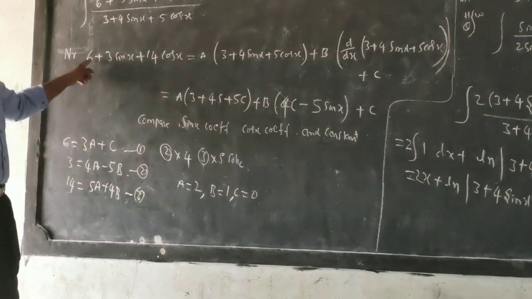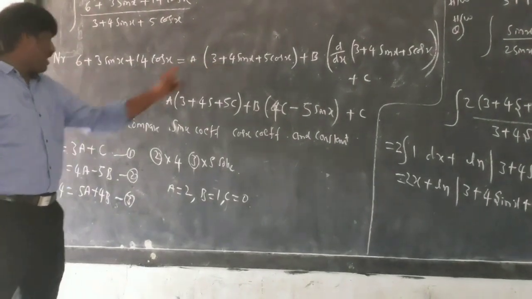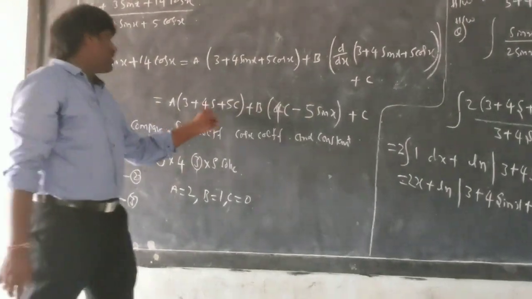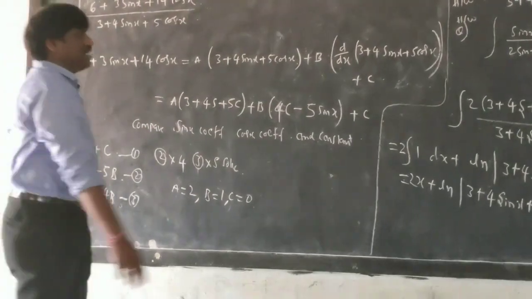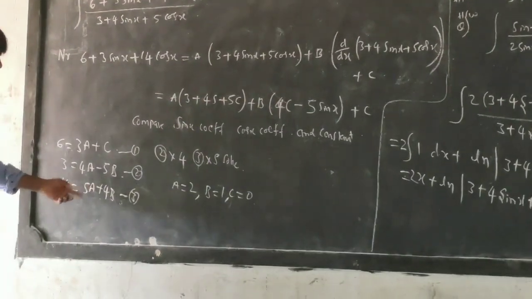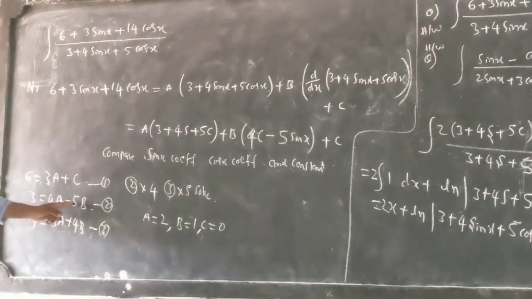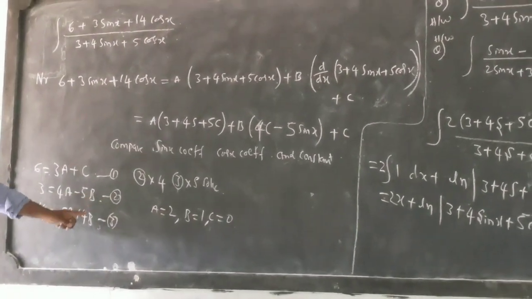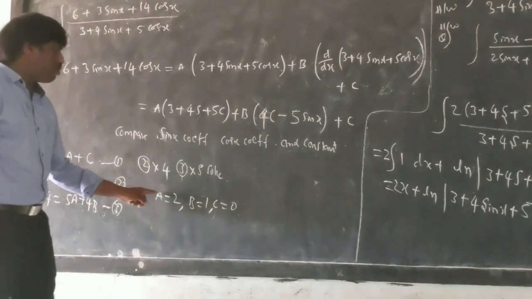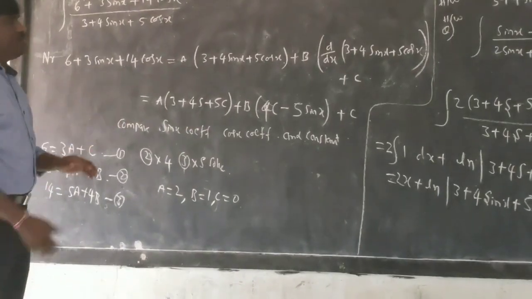Then comparing the constant: here it is 6, and on this side it is 3a plus c. There is nothing else here, so the constant on this side is c. Now we have to solve these three equations. To simplify, you multiply this one with 4 and this one with 5. Simplifying, you get a value 2, b value 1, and c value 0. So you have the a, b and c values.